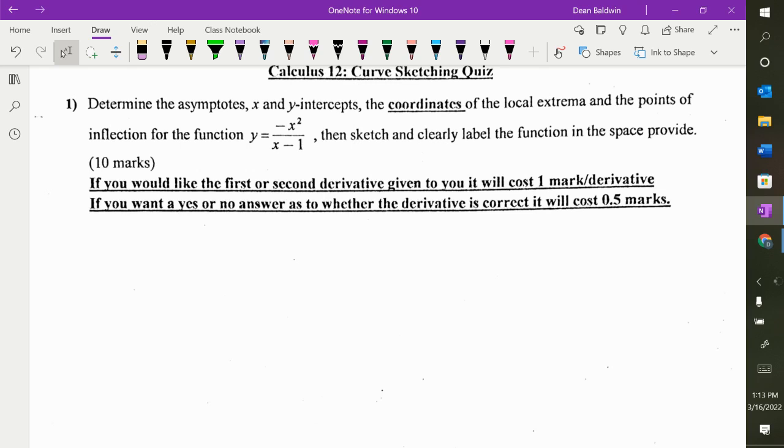Okay. So the first thing that I do is I find all the easy stuff that you don't need any calculus for. Okay. So I find the intercepts. So let's do the y-intercept. Y-intercept is when what? X is equal to 0. When x is equal to 0, I put in there and I get y is equal to 0. So our y-intercept is 0, 0.